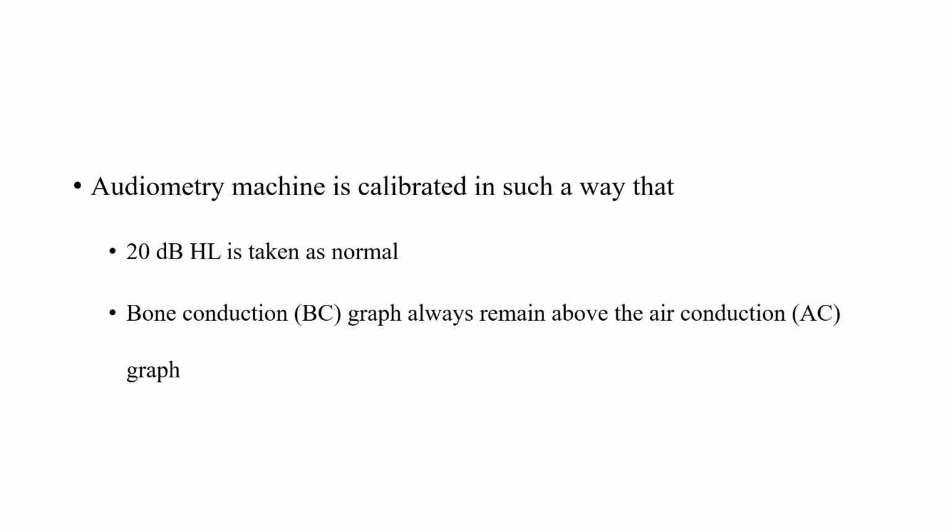The audiometry machine is calibrated in such a way that the 20 decibel level on the audiogram, as we will see later, is taken as normal. 0 is not the normal, 20 decibel is the normal. And the bone conduction graph will always remain above the air conduction graph. We'll see that later on.